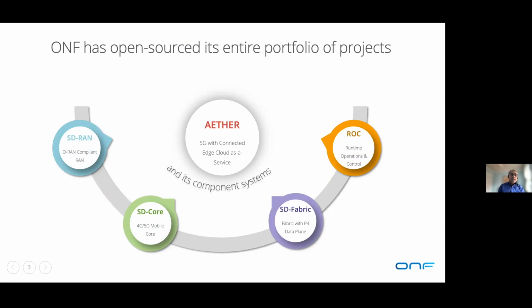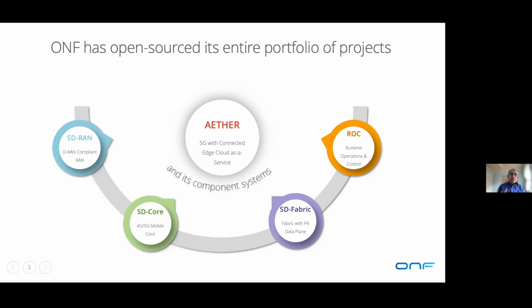And its component subsystems include SD-RAN, which is an ORAN compliant RAN implementation, SD Core, which is CUPS compliant 4G, 5G mobile core with programmable data plane and programmable control plane, SD Fabric, which is our data center fabric, which is again cloud managed and with programmable control, and P4 programmable data plane. And finally, ROC, which is runtime operations and control platform. In the industry, this is popularly called a service orchestration.